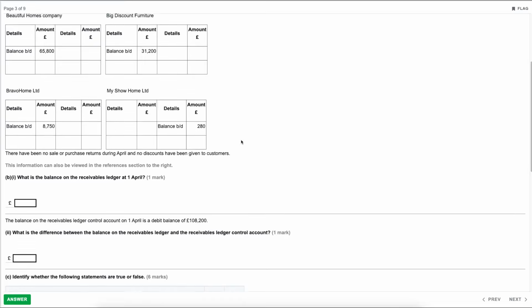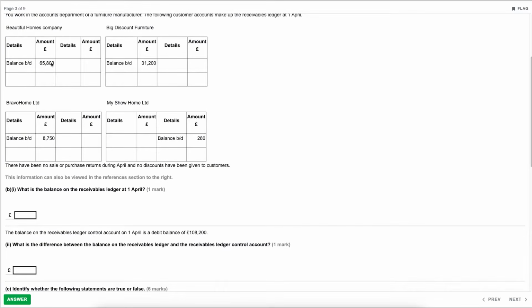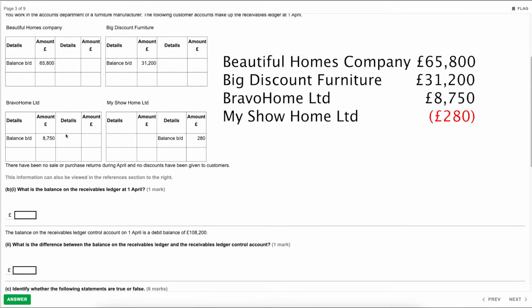Okay, so we can see that we've got debit balances on Beautiful Homes Company, Big Discount Furniture, Bravo Home, but then we've got a credit balance on My Show Home Limited. So all we would need to do to get the balance on the receivables ledger is add up all the ones with positive or debit balances, so Beautiful Homes, Big Discount Furniture and Bravo Home, and deduct the balance on My Show Home Limited.